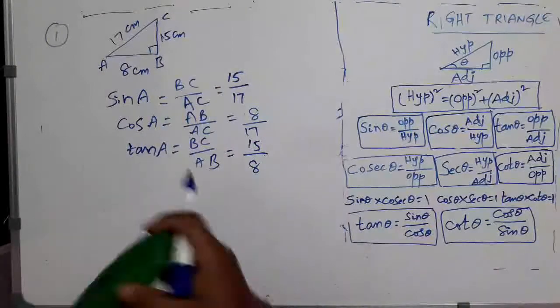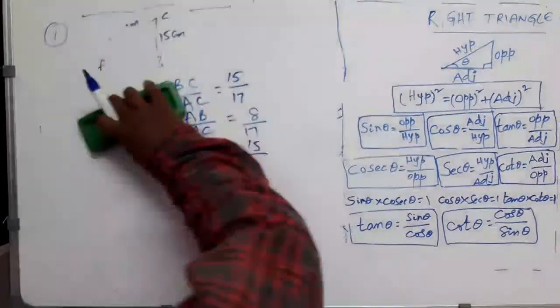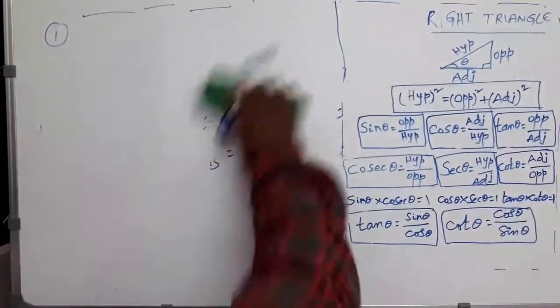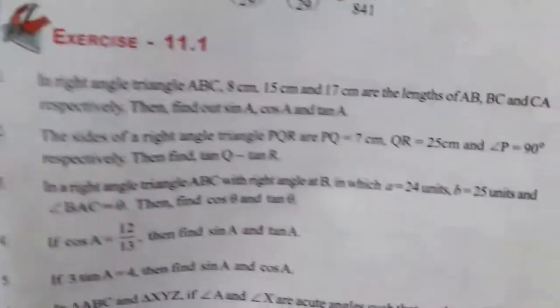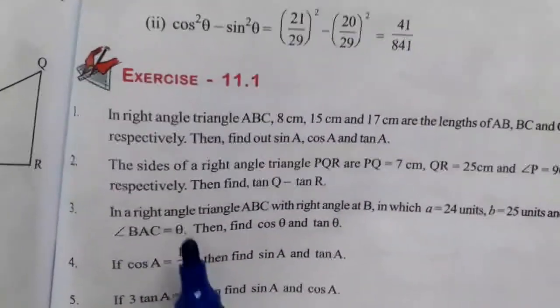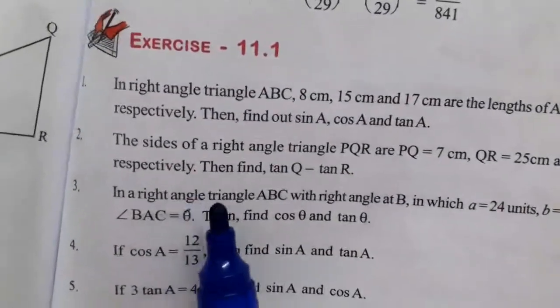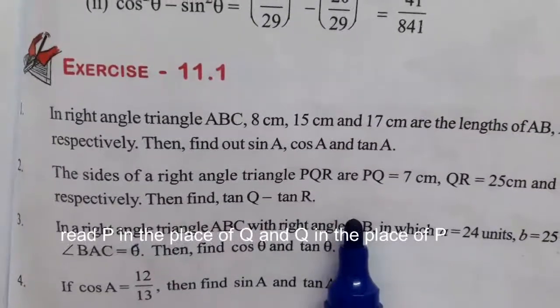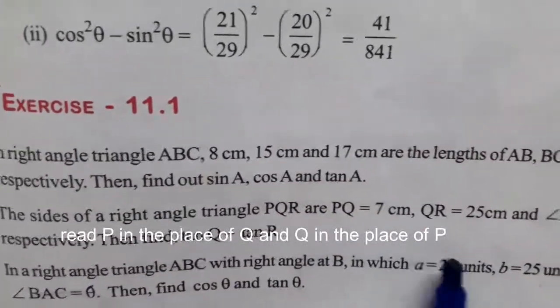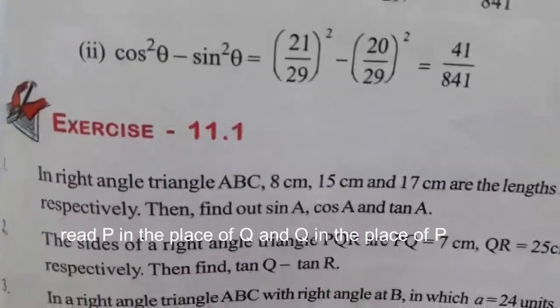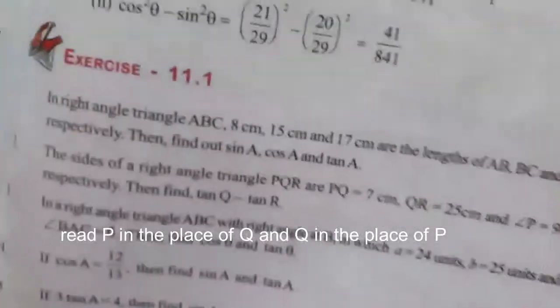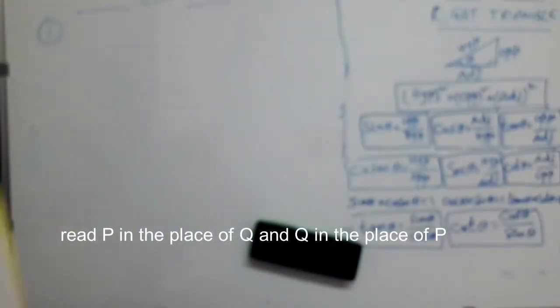Okay. Now let us go to question number 2. You have textbooks now. Yes. You take out your textbook and open that page. See that question. Question number 2. The sides of a right angle triangle PQ is 7 centimeters, QR is 25 centimeters, and angle P is 90 degrees respectively. Then find tan Q minus tan R. That is the question.